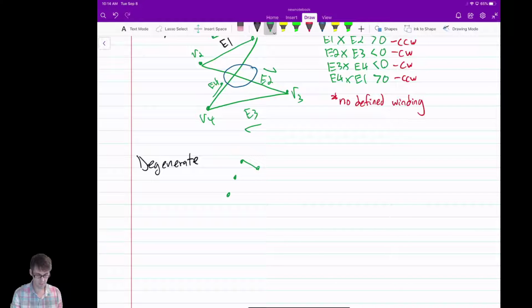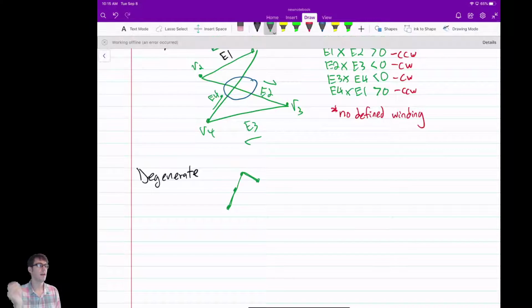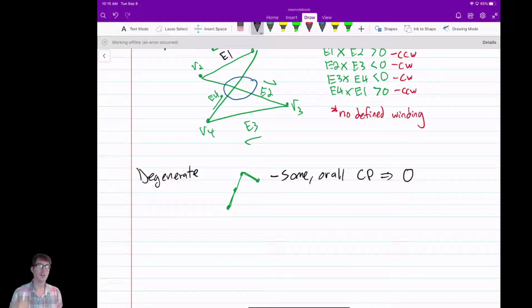1, 2, 3, 4, something like that. In those cases, some or all of your cross product will give you 0. 0 is collinear or coincident, right? So you're going to have those cross product problems.